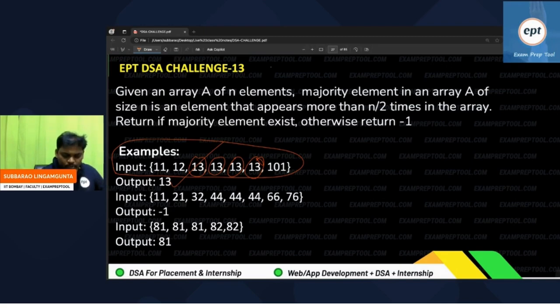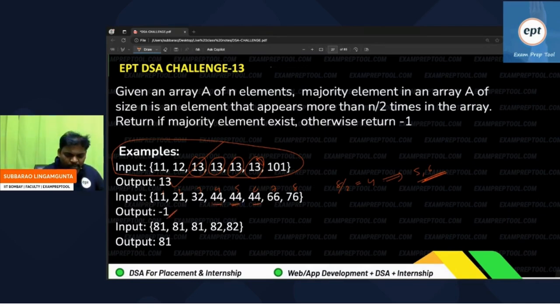In this array, if you observe, I think the elements are 1, 2, 3, 4, 5, 6, 7, 8. 8 people are there. 8 by 2 is 4. So I think someone should repeat 5 or more than 5 times. Then only is it a majority element. Is there anyone repeating 5 or more than 5 times? Anyone? I think it is repeating only 3 times. So the majority element does not exist, then you have to return minus 1.